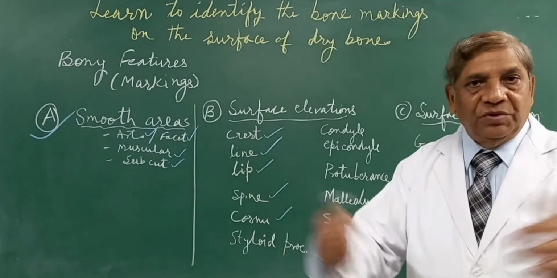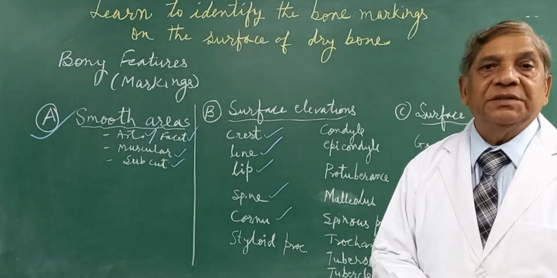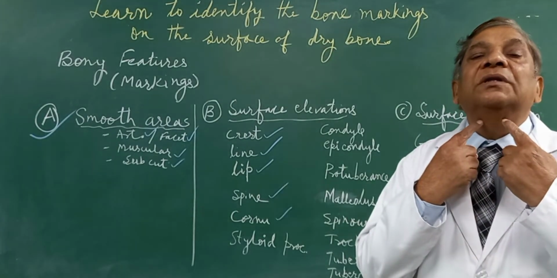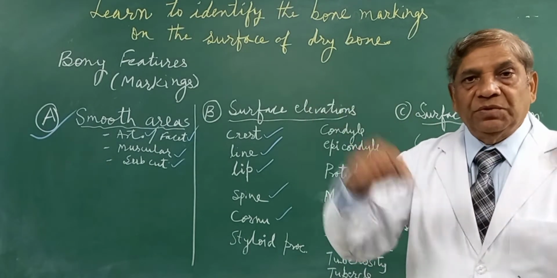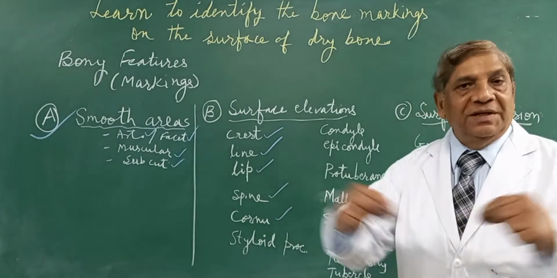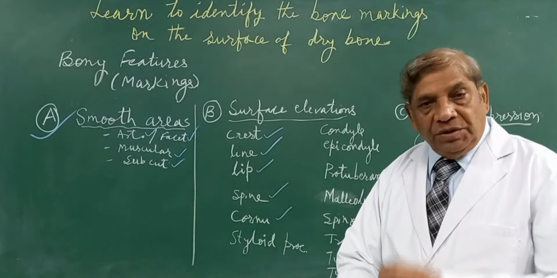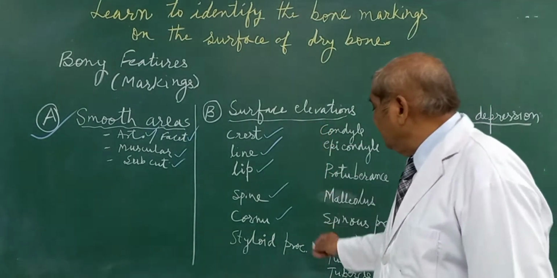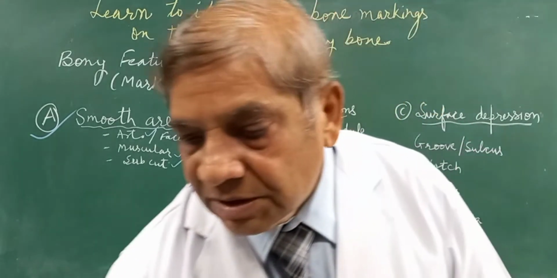Cornua is also a bony projection seen in the hyoid bone. It is a bone in the neck, and it has greater and lesser cornua, which are bony projections from the end of the bone. They are called cornua, just like a spine. Then there will be a bony projection, a surface elevation, which will be called the styloid process.